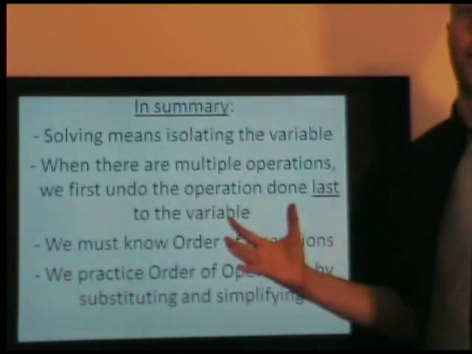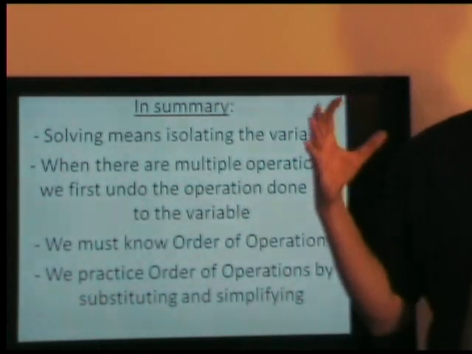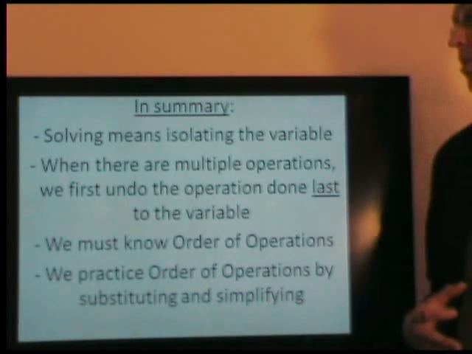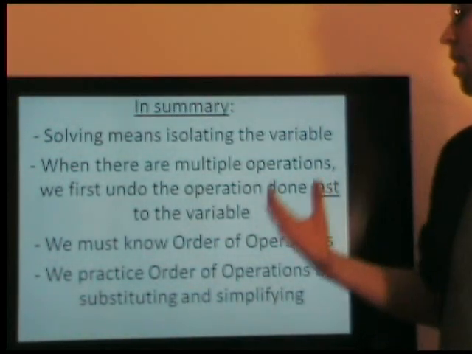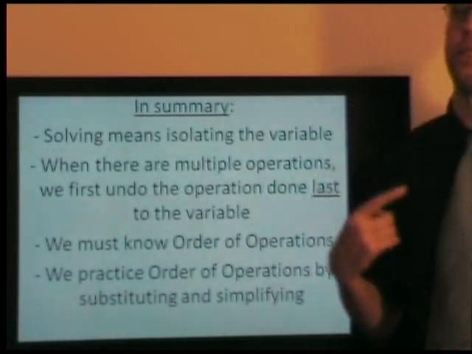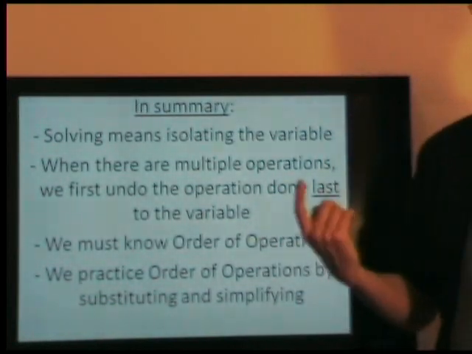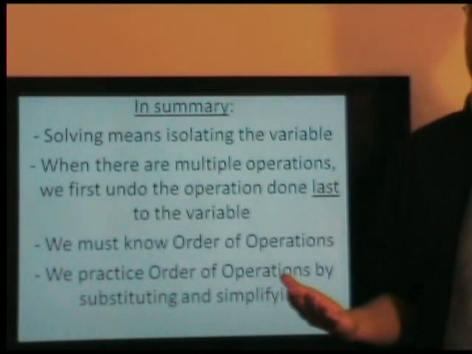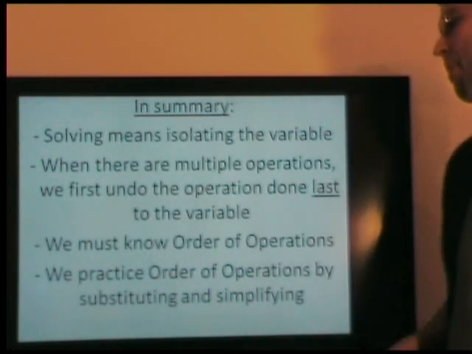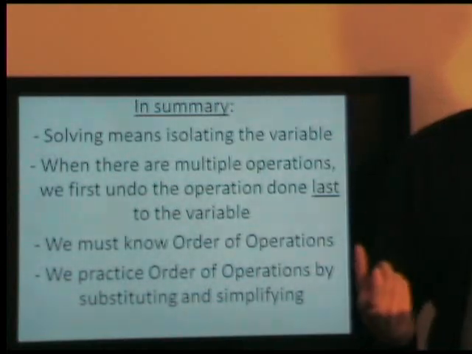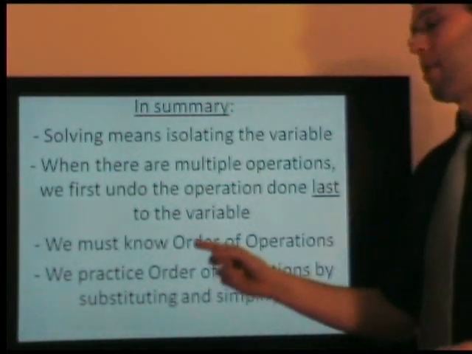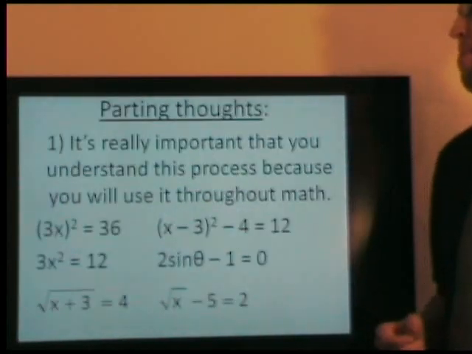Okay. In summary, we know that solving means getting the variable by itself, or isolating the variable. Okay. Well, what if there are multiple operations? We first undo the operation that's done last to the variable. To do this, we obviously need to know order of operations. What's happening first, second, etc. Okay. So we need to practice order of operations. Now, how do we practice order of operations? By substituting and simplifying. Okay.